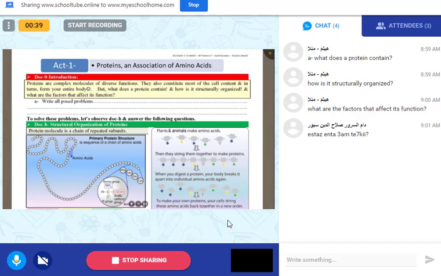So we're talking about proteins that are made of a chain of repeated subunits. These are the three problems that we are going to discuss. What does a protein contain? How is it structurally organized? What are the factors that affect its function? Now, the first one: what does a protein contain? We say that a protein molecule is a chain of repeated subunits.